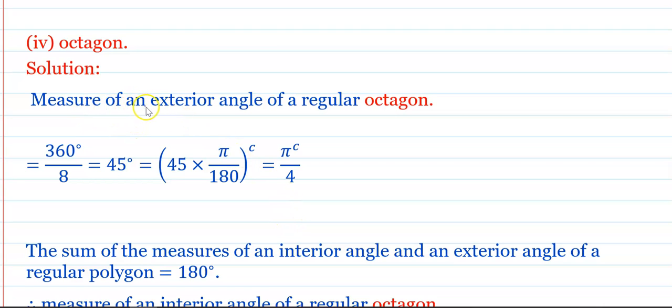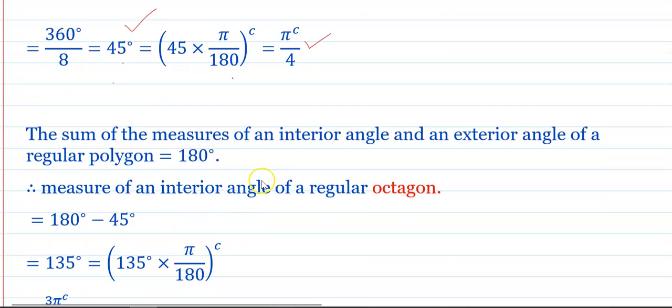The measure of an exterior angle of a regular octagon is 360 upon 8. If you divide it, you will get 45. Again, convert this 45 to the radian, multiplied with pi upon 180. Then you will get pi by 4 radian.